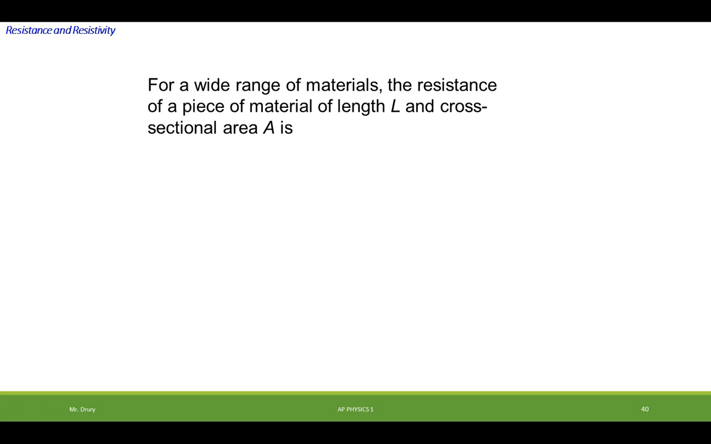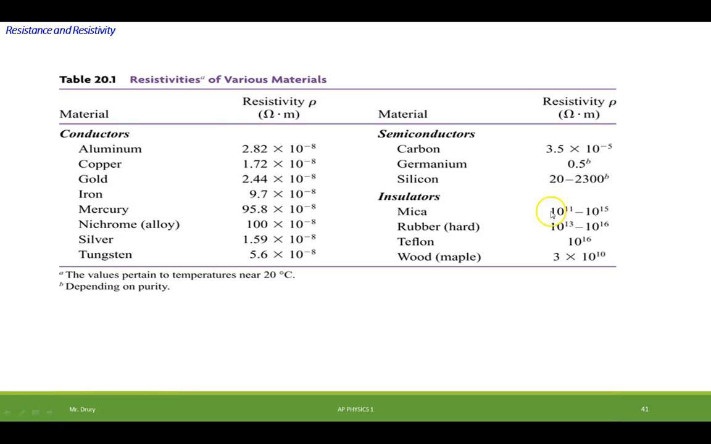For a wide range of materials, the resistance of a piece of material of length L and cross-sectional area A is given by this equation, where rho is the resistivity, and that's measured in ohm meters. So we can take a whole bunch of different materials, look at the resistivity and their physical makeup, like what their length is and what their area is, and determine the actual resistance that they'll provide to the circuit. So if we know the resistivity, the length, and the cross-sectional area, we can find the actual resistance.